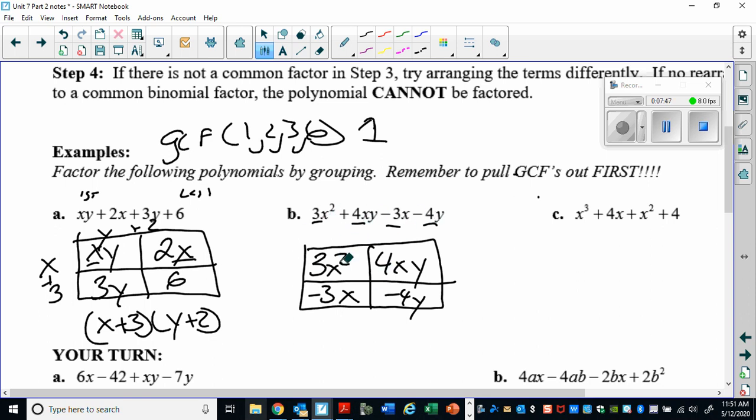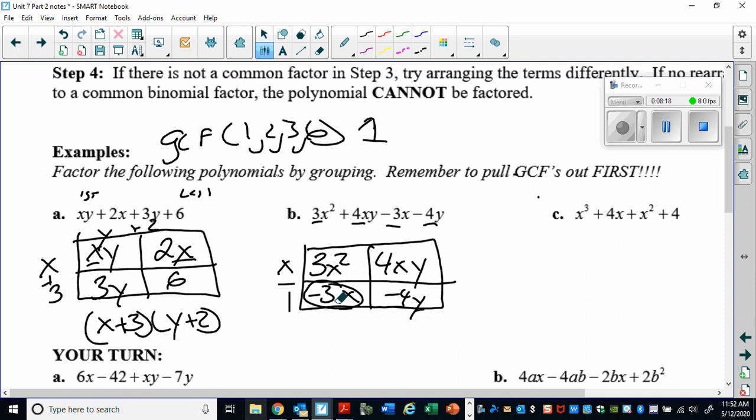Now, going from left to right, I can't take out a 3 and a 4, right? So I'm going to take out an X. What these two have in common is 1. I can't take out a 3, I can't take out a 4, I can't take out an X, I can't take out a Y, so I'll write 1. Now, how do I know if this is going to be a negative or a positive 1? I know that this is a negative 1 because this is negative. Because that's negative, that's negative.